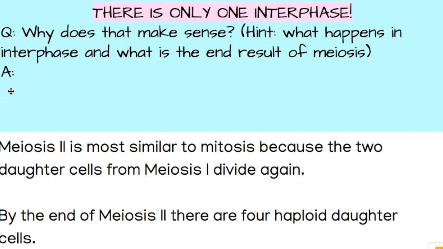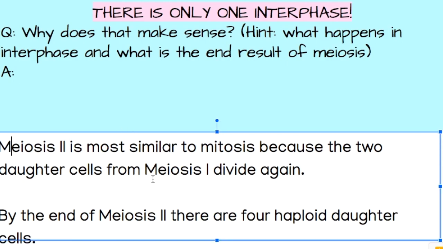Okay, try your answer now that you've watched that. Remember the question, why does it make sense there's only 1 interphase in all of meiosis 1 and 2? Answer it there. Meiosis 2 is most similar to mitosis because the 2 daughter cells from meiosis 1 divide again. We'll look at that with some diagrams so you can figure out what that sentence means. By the end of meiosis 2, there are 4 haploid daughter cells.